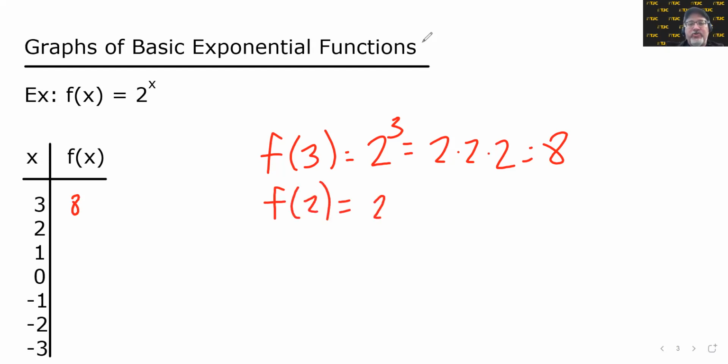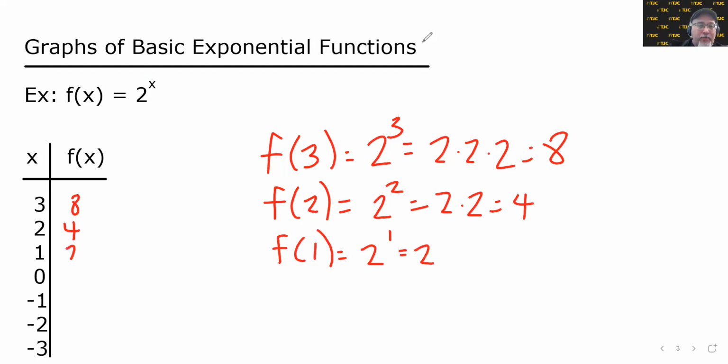F of 2 is 2 to the second power. Remember, we're putting the input in for the exponent on a 2. 2 to the second power, of course, is 2 times 2, which is just 4. Piece of cake. What about f of 1? Well, f of 1 means 2 to the first power, but that's just 2. So this is going along pretty easily.